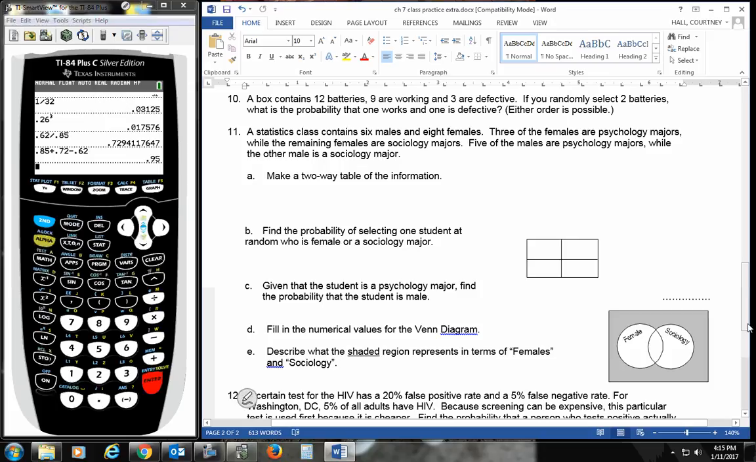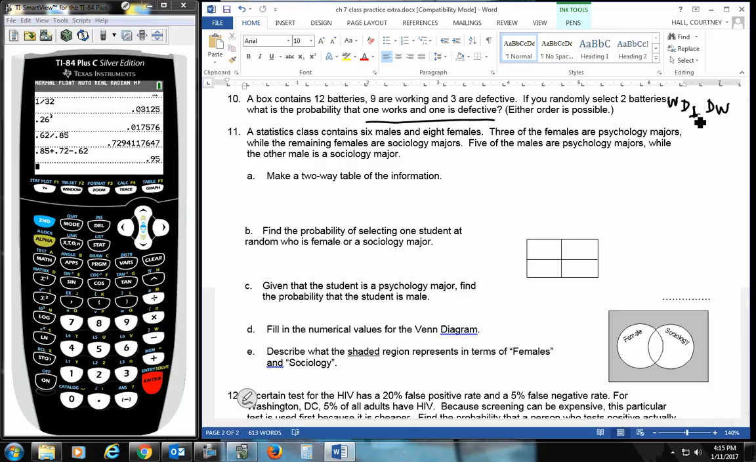So again, I want one defective and one to be good, is the way I'm reading it. One works and one is defective. So there are different ways of getting that. I could get the first battery working and the second battery defective, or I could get the first battery defective and the second battery working. So I'm going to add those possibilities together because one or the other is going to happen.